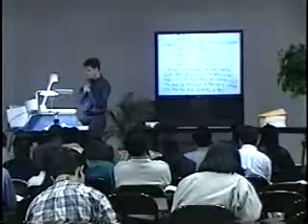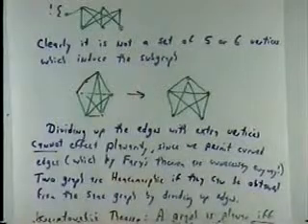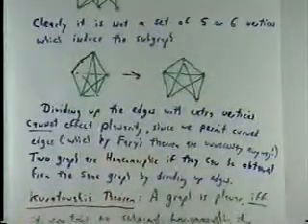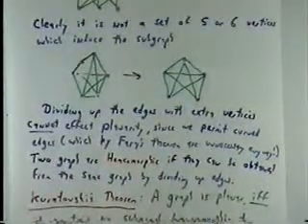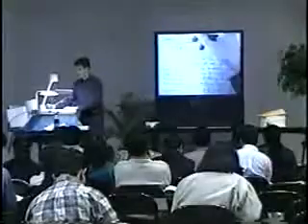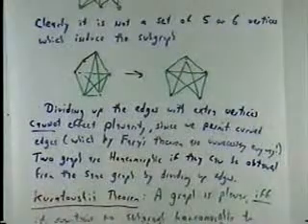So two graphs are homeomorphic if they can be obtained from the same graph by dividing up edges. And so a graph is planar if it contains no subgraph that is homeomorphic. So just by dividing up edges here with a couple of extra nodes is not going to affect planarity.